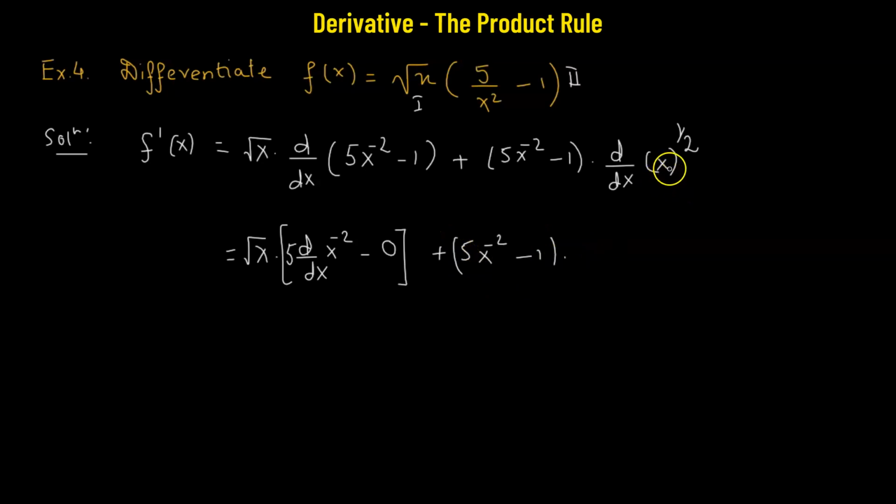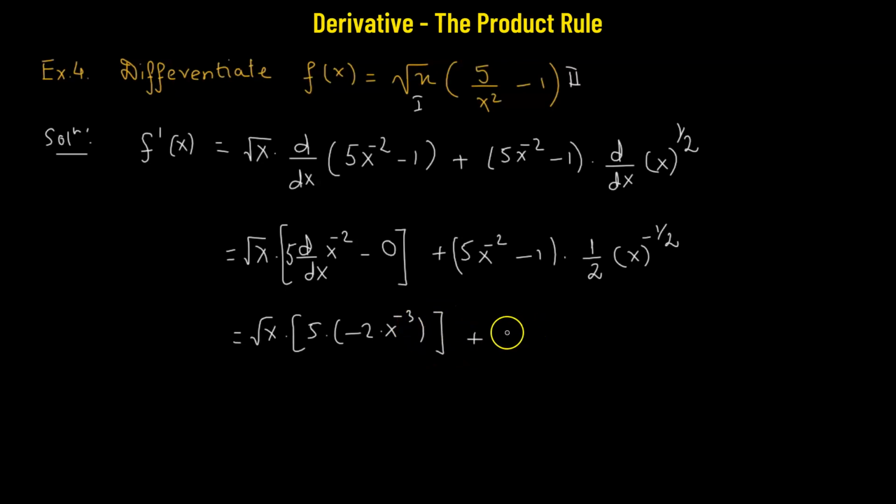So that is 0, plus 5 times x raised to the power of negative 2 minus 1 multiplied by the derivative of x raised to the power of half. So let's apply the power rule. So we have half times x raised to the power of half minus 1, so that will be negative half. So this gives us square root of x times 5 times x raised to the power of negative 2. So when we apply the power rule, this will be negative 2 times x raised to the power of negative 2 minus 1, which is negative 3, plus.